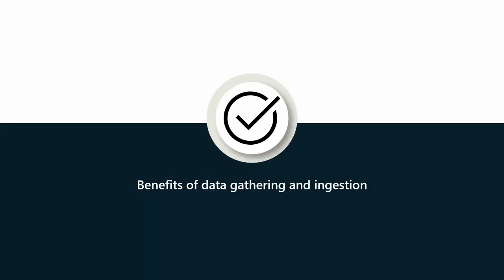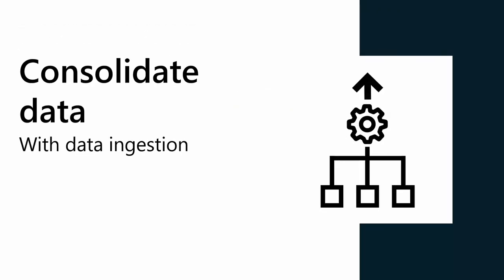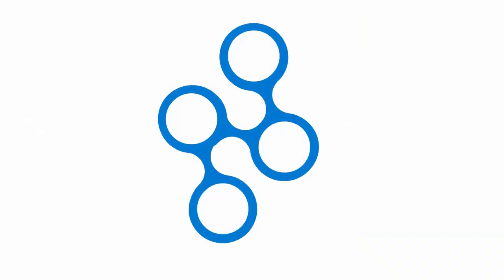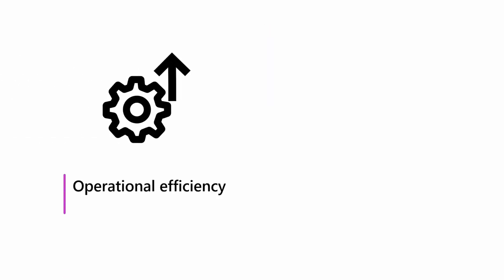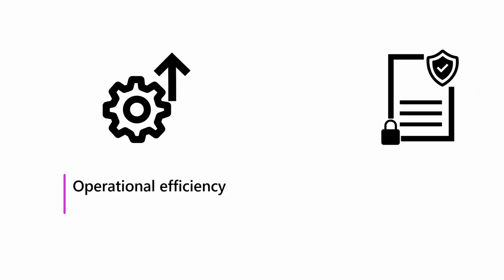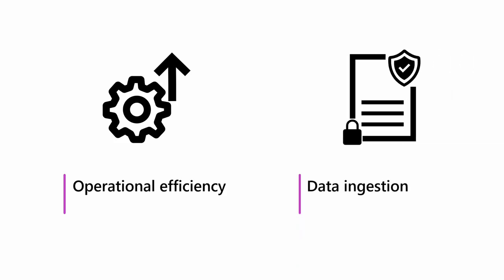The data gathering and ingestion process is beneficial for organizations for various reasons. With data volume, velocity or speed of generation, and variety in terms of types and sources constantly increasing, it helps organizations consolidate their data. This unified view of their data facilitates comprehensive analysis, data-driven decision-making, and innovation. Data ingestion improves operational efficiency through process automation. Proper ingestion practices can also help organizations meet regulatory requirements, protect sensitive data, and ensure data integrity.